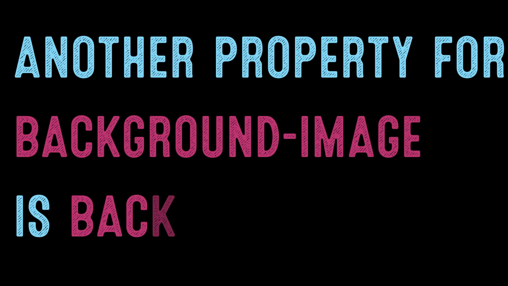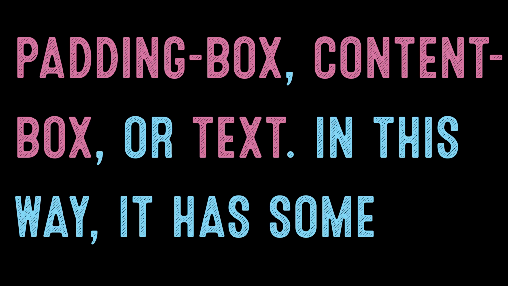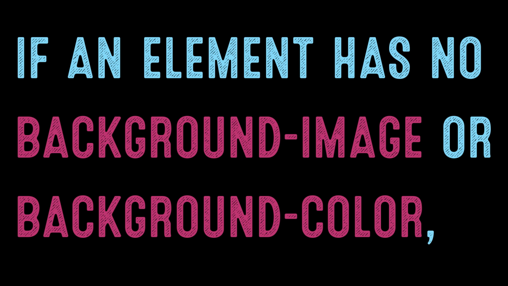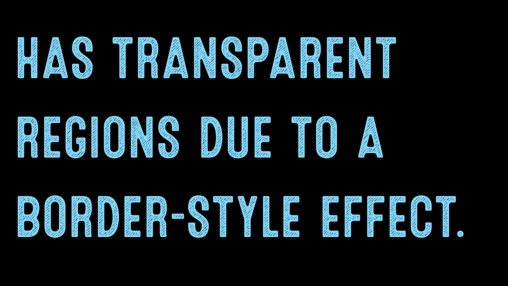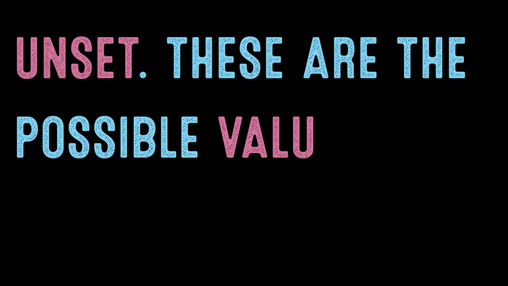Another property for background image is background clip. Background clip indicates if the element's background will extend underneath the border box, padding box, content box, or text. In this way, it has some similarities to background origin, but with background origin, you are controlling a background image. If an element has no background image or background color, background clip effects will only be visible if the border has transparent regions due to a border style effect. Like other properties, background clip accepts the global values of inherit, initial, revert, and unset.